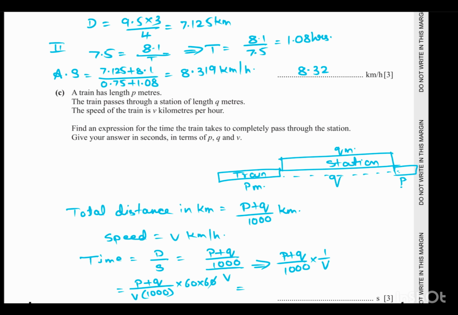So here the zeros get cancelled. You are left with 36 in the numerator into p plus q, and in the denominator 10v. Cancel out with 2: 2 18s are 36, 2 5s are 10. So here you get 18 into p plus q by 5v. So the answer is 18 into p plus q by 5v seconds. This is the answer.